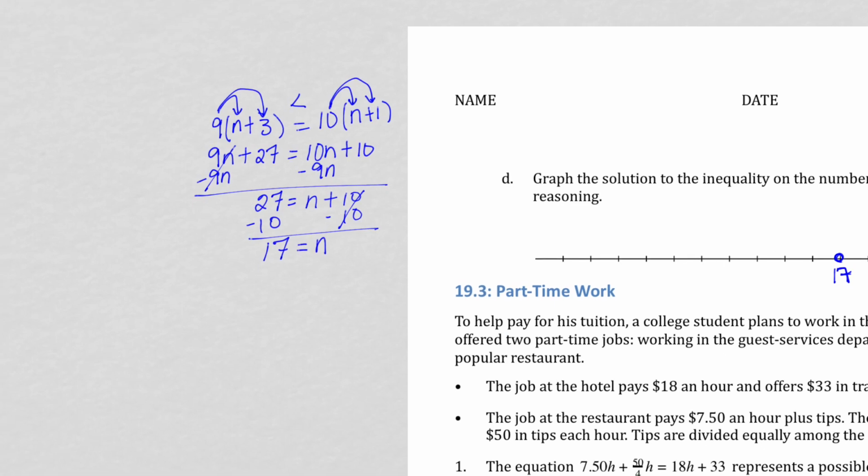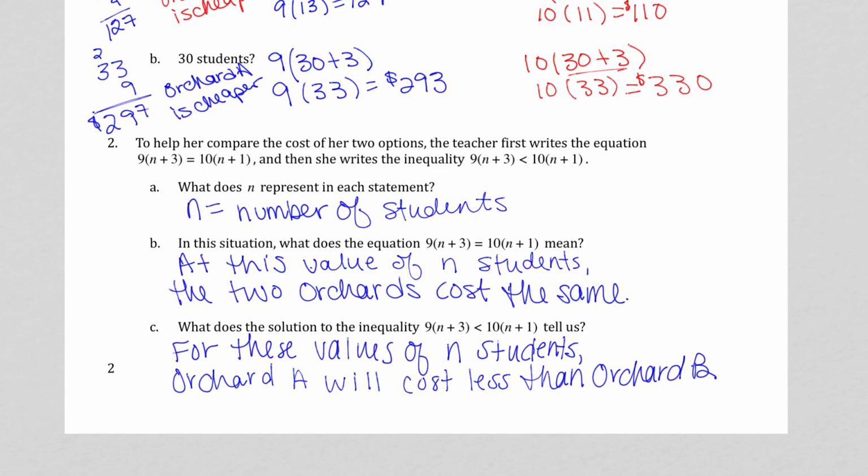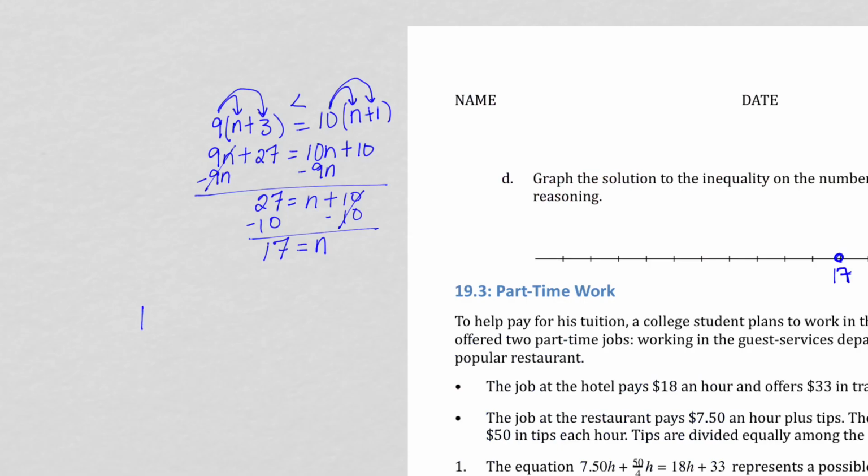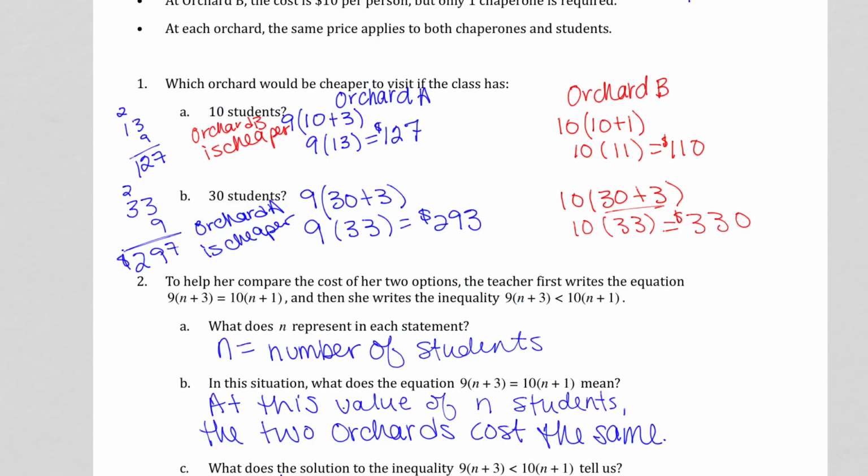And we can say that for 17 students, or for less than 17 students, because all you have to do is just change this. But let's see here. Let's plug in a value and see if it's true. So let's plug in, or no, actually we already did that. We did that up here. So 10 and 30. And Orchard B was cheaper for 10.